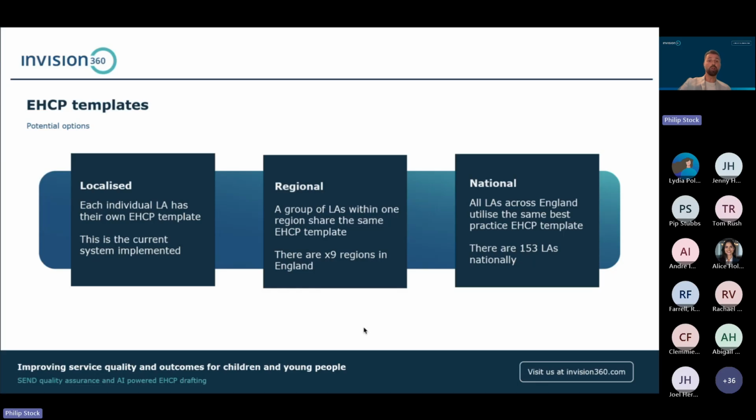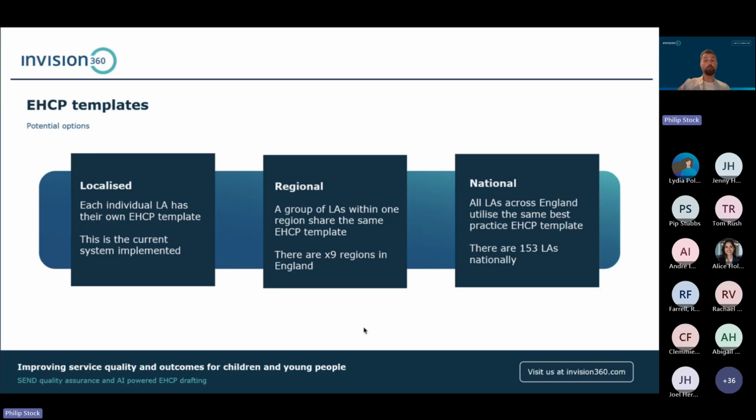The current, on the left, is localized. Where we are now, there are 153 different EHCP templates across 153 LAs, and we've talked about some of the challenges that creates. There are different potentials going forward. If there is no national mandate, some local authorities within their region are already engaged in discussion about having a regional template. There are 9 regions. So if there's no mandate for a national template, will they move to a regional one? It's likely some regions will look for a regional best practice.